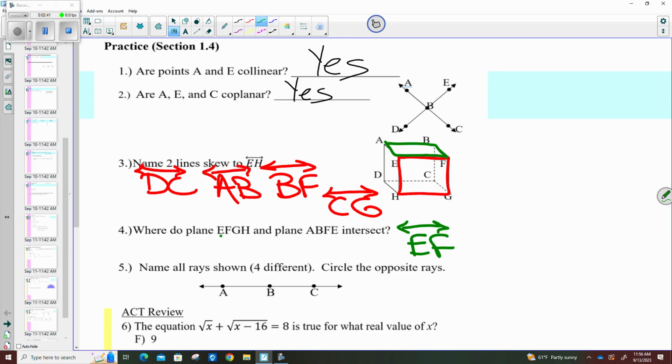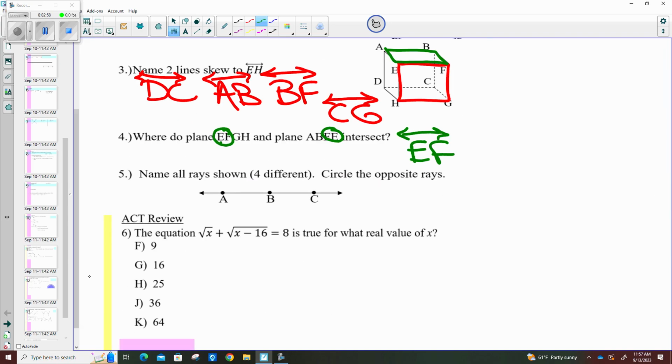Perfect. All 4 letters are here, so I can just find the 2 that are in both of them, because you know that's the line they intersect on. That happens when all 4 letters are there. If they're not all there, you might have to look at the picture, because I might not have given you both repeaters. All right, now we need 4 different rays that are shown in this picture.